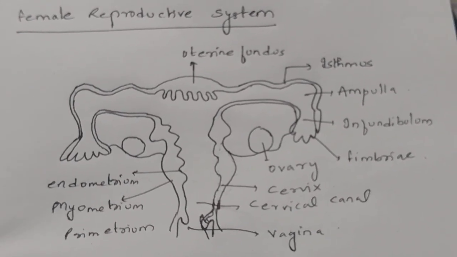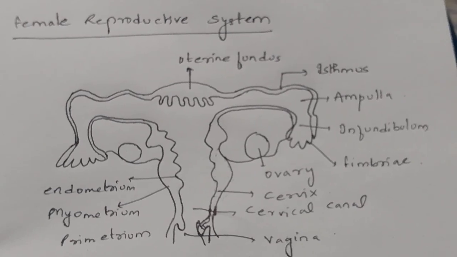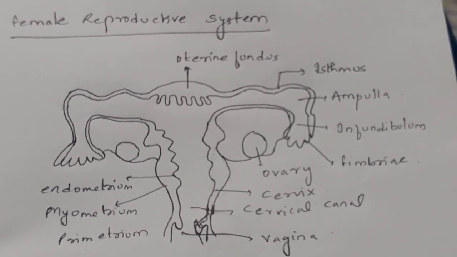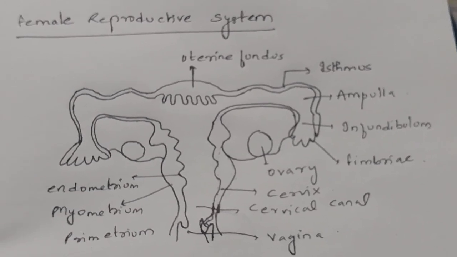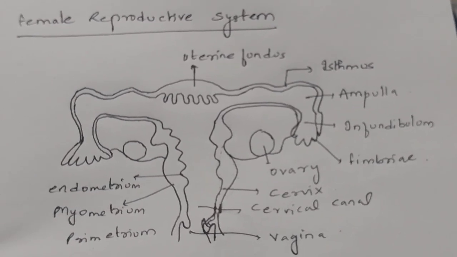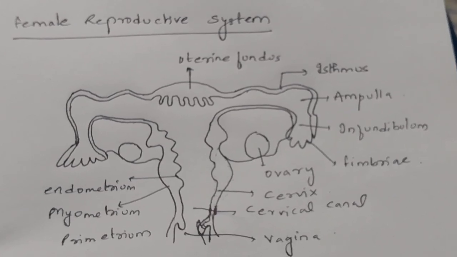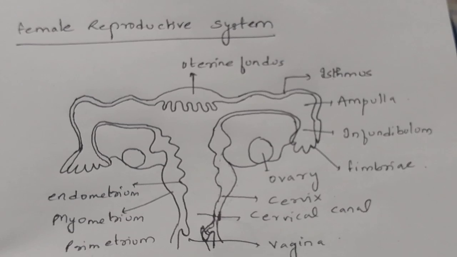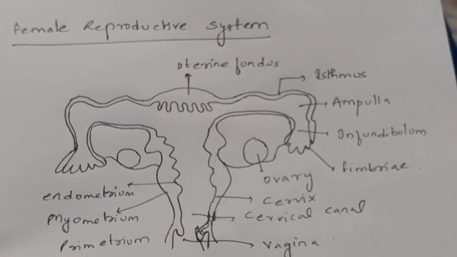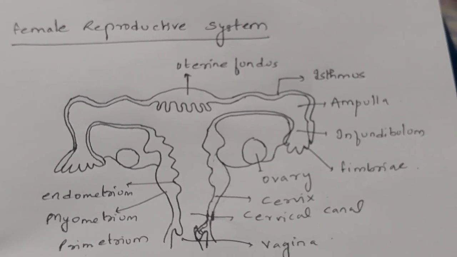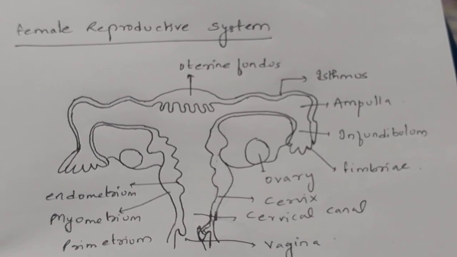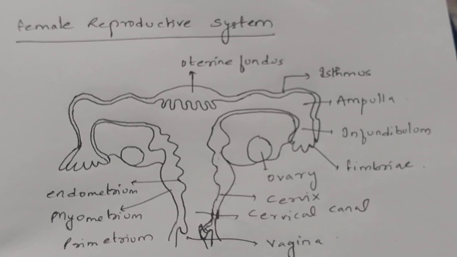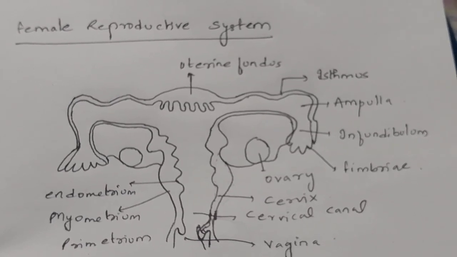And there are three layers of the uterine wall. Okay, endometrium, perimetrium, and myometrium. The endometrium is a thin inner layer. The myometrium is the middle thick smooth muscle, and the perimetrium is the outer granular layer.